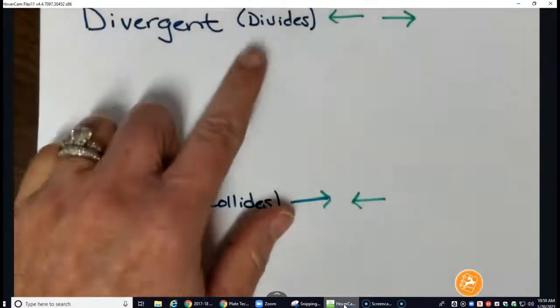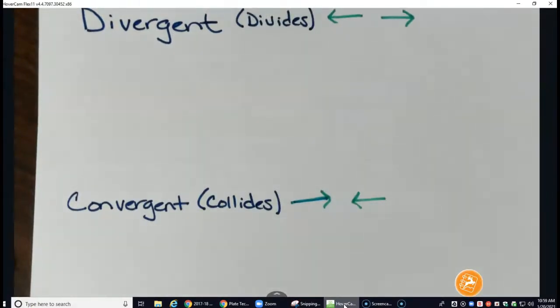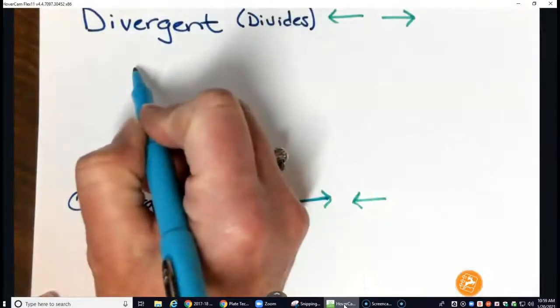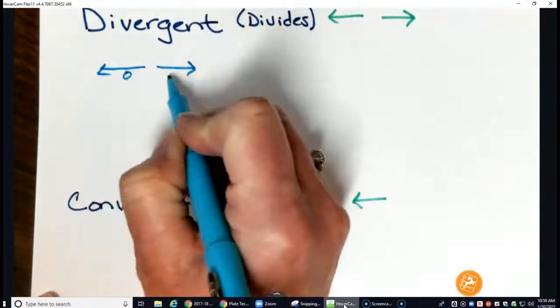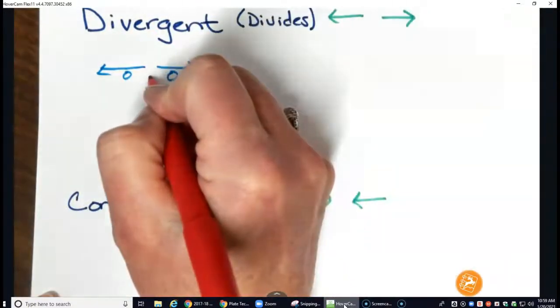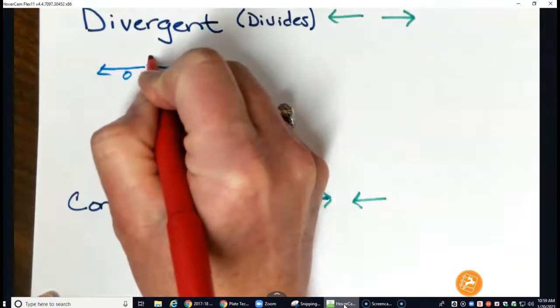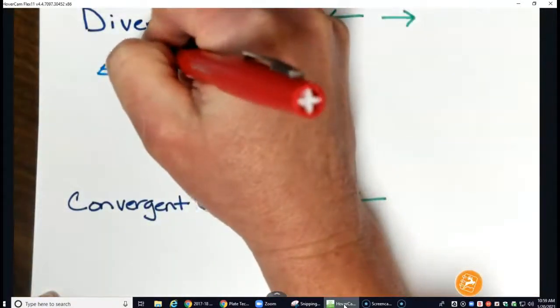So with divergent, we said the plates are dividing, or they're moving apart from each other. Now, what happens at these boundaries is really dependent upon the type of crust. So the first one we want to look at is if I have two oceanic plates dividing. So here's my oceanic crust and my oceanic crust. When that happens, magma rises through the sea floor. It hardens when it hits that cold ocean water and creates what's called a mid-ocean ridge.